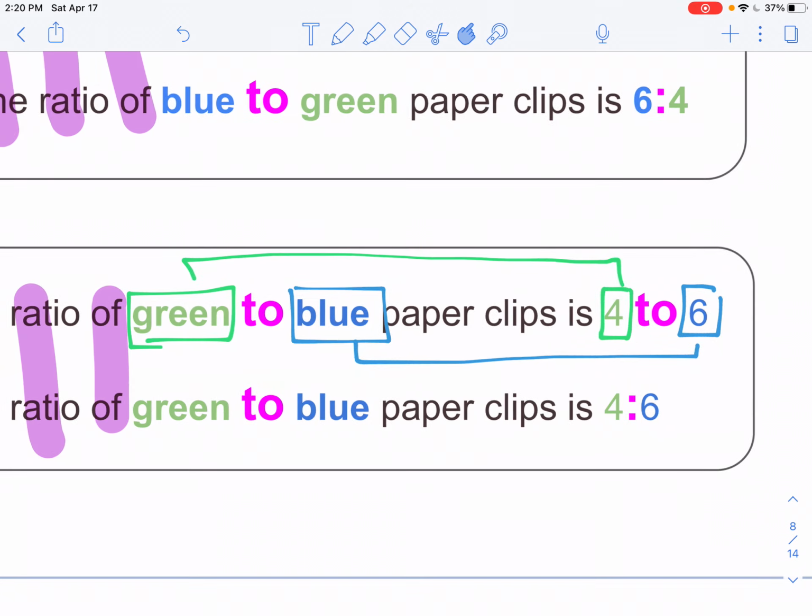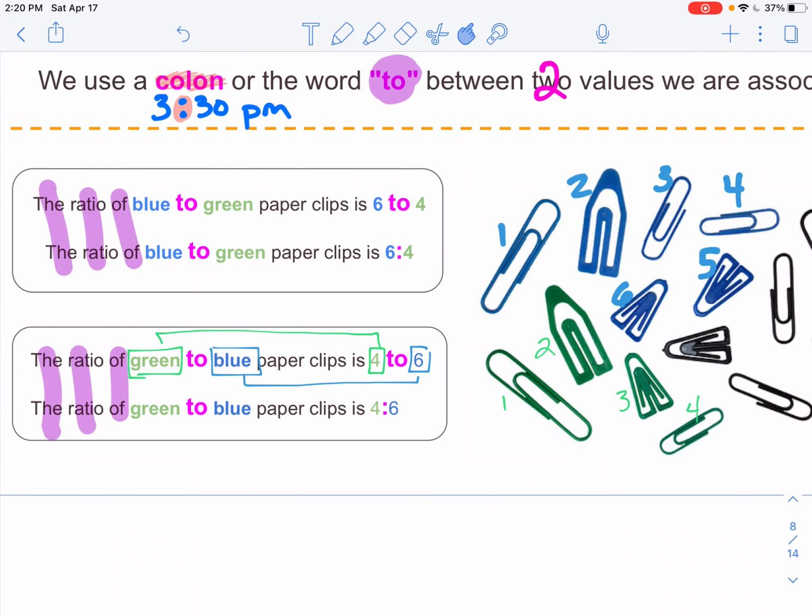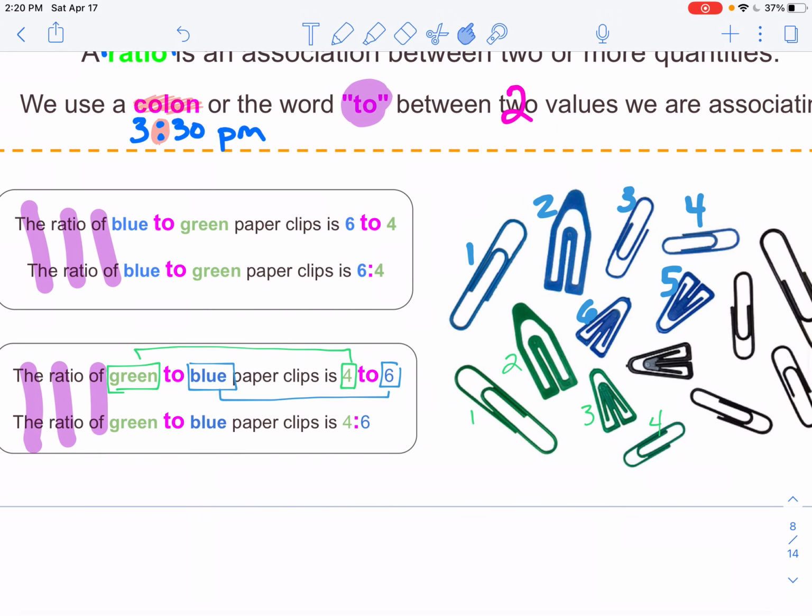And let's just double check. There should be 4 green. Yep, there are 4 green paper clips, and there should be 6 blue. So be a really careful reader. The way that kids get stuck in ratios is they just work too quickly. Just double check that you are making very careful work as you read, and don't switch up your words or your numbers.